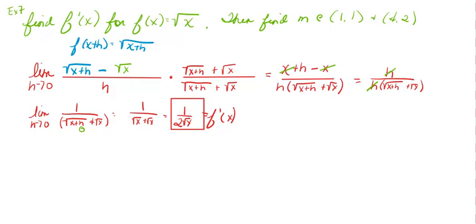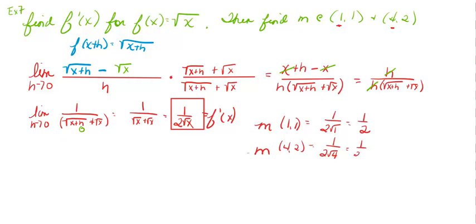Now it says to find the slope at the points (1, 1) and (4, 2). Well, you just go back to what we were doing before. You just substitute the x value 1 in, and then the x value 4 in to find the slopes at those points. So the slope at the point (1, 1) is just 1 over 2 times the square root of 1, which is 1/2. And the slope at the point (4, 2) is 1 over 2 times the square root of 4, which is 1 over 2 times 2, which is 1/4.